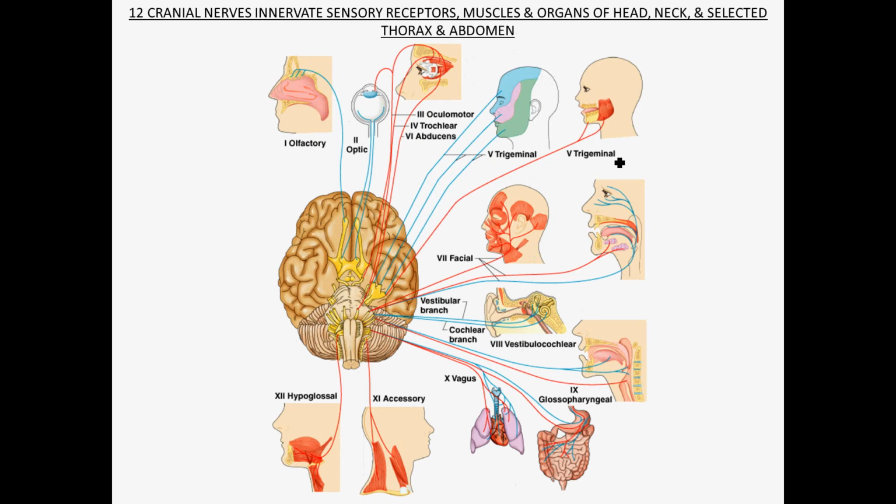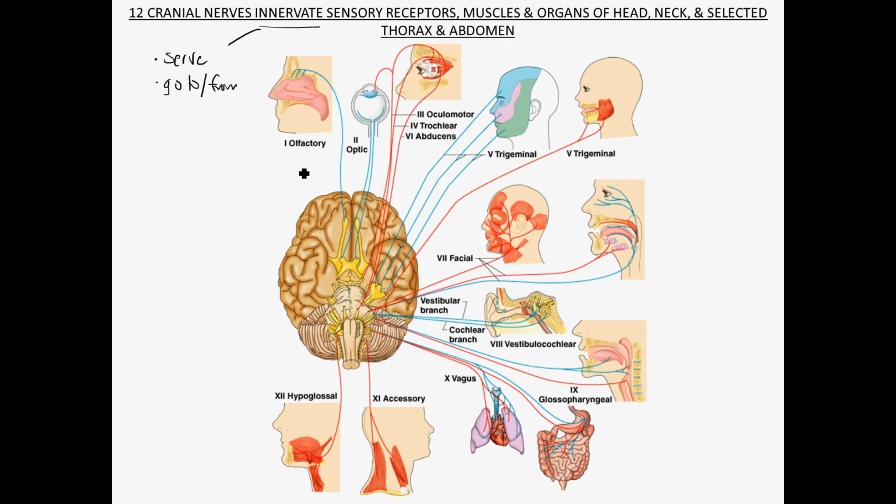So the cranial nerves, there are 12 cranial nerves, and they innervate, and that is this word innervate. You'll hear me say this a lot here. Another way to think of this is that they serve. They go to and from, conducting either afferent or efferent or both information. And so these cranial nerves innervate sensory receptors, right? Muscles and organs of the head, the neck, and selected thorax and abdomen.